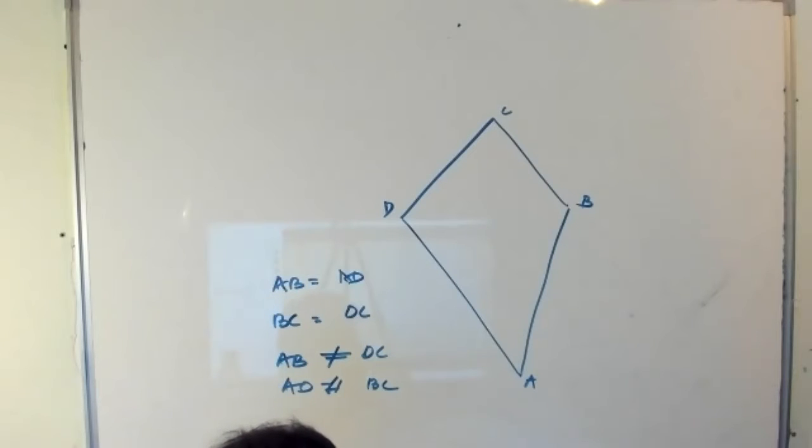Next, a rectangle or a rhombus is not necessarily a square. Next, a kite is not a parallelogram.